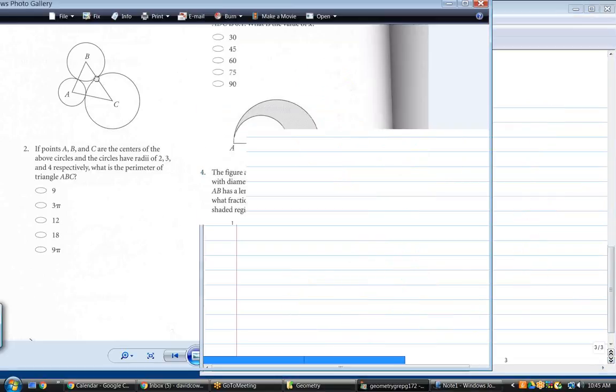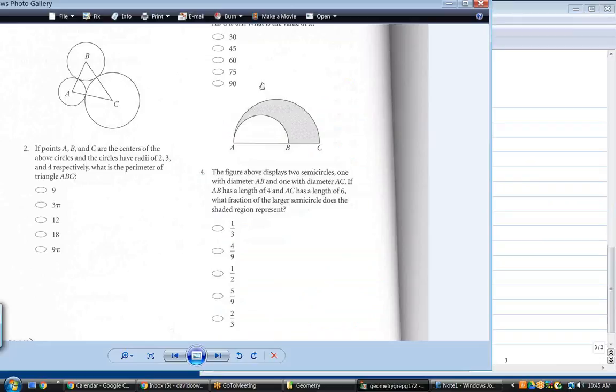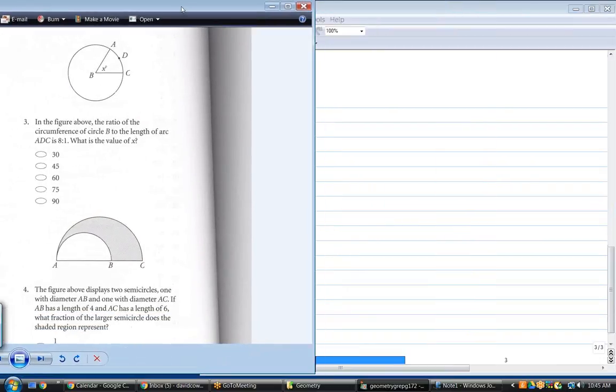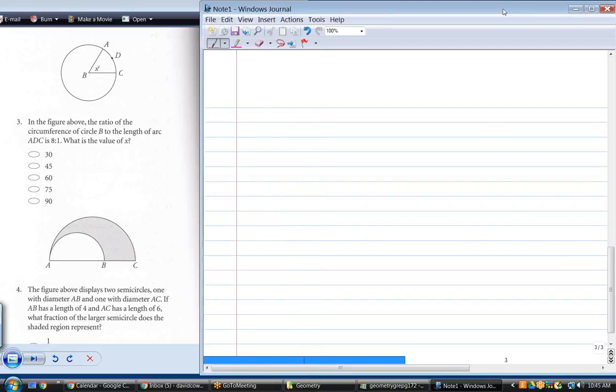Okay. That was 2. Let's go up here and do 3. Okay. Now, all right.